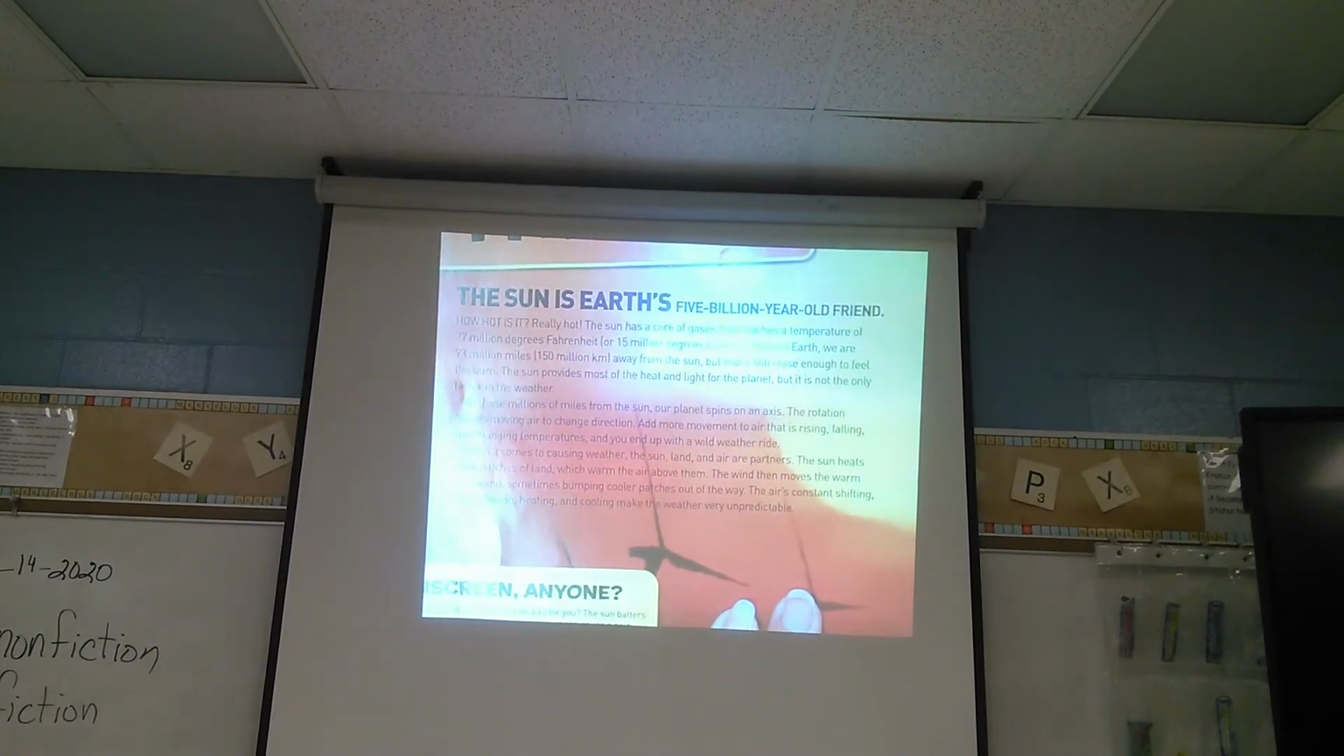When it comes to causing weather, the sun, land, and air are partners. The sun heats large patches of land which warm the air above them. The wind then moves the warm air around, sometimes bumping cooler patches out of the way. The air's constant shifting, rising, falling, heating, and cooling make the weather very unpredictable.